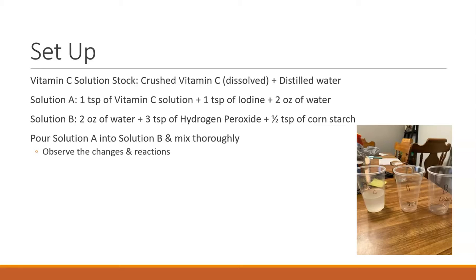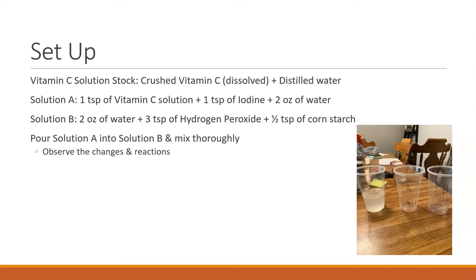Solution B contains 2 ounces of water, 3 teaspoons of hydrogen peroxide, and half a teaspoon of cornstarch. And the setup is you will pour solution A into solution B, mixing it thoroughly and observing any changes or potential reactions.